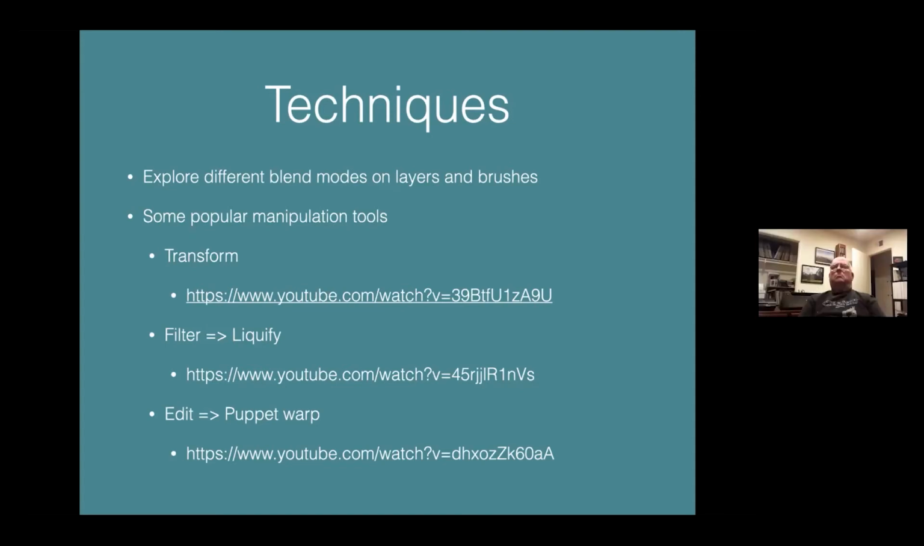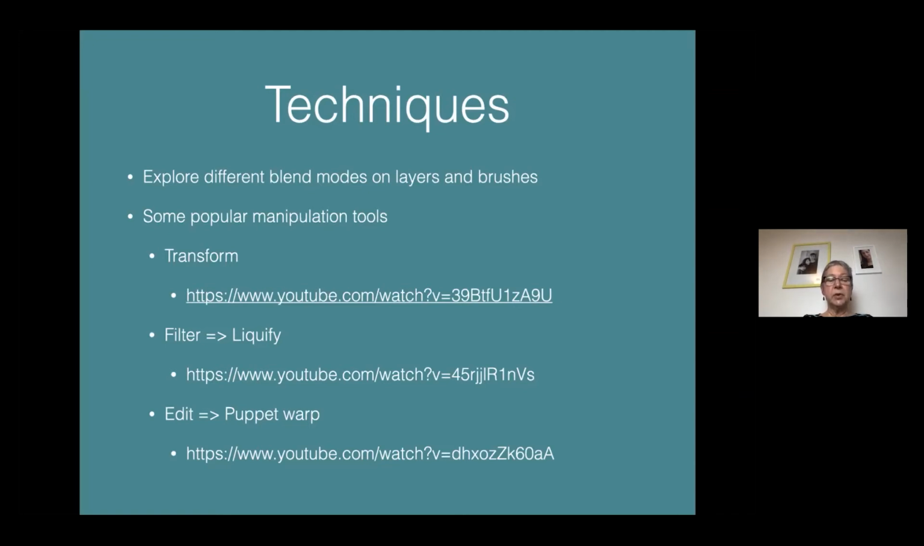One of them is transform. And here I've got a YouTube video that explains that. With transform, you can make something bigger or smaller. You can stretch it out. You can warp it. So that's always useful. Or you can go to the pull down filter, liquify. Again, I've got a YouTube video, and with liquify, you can warp and shape things even more.